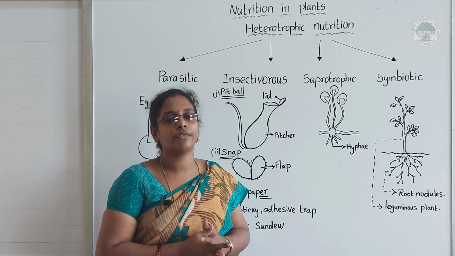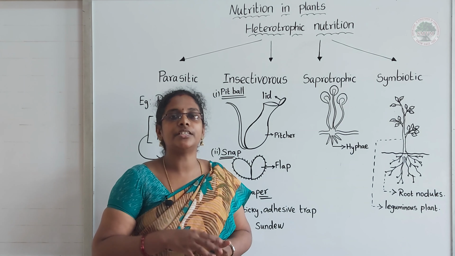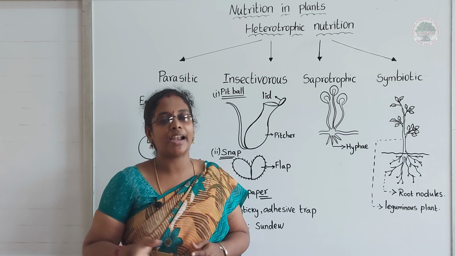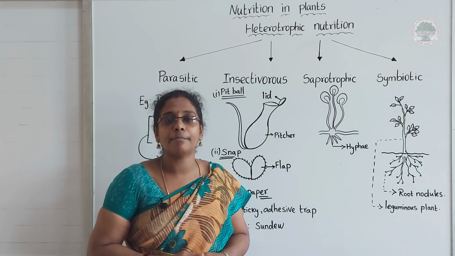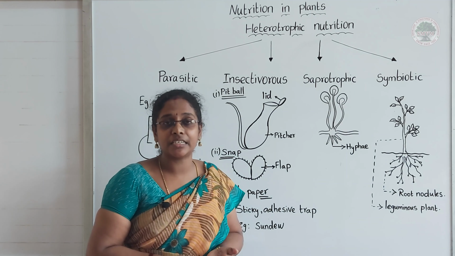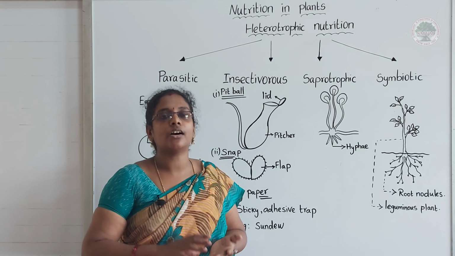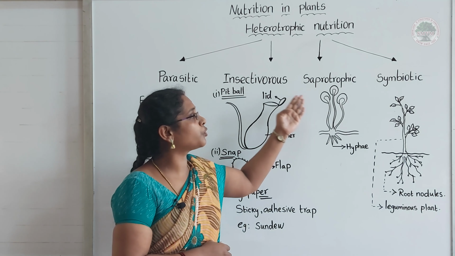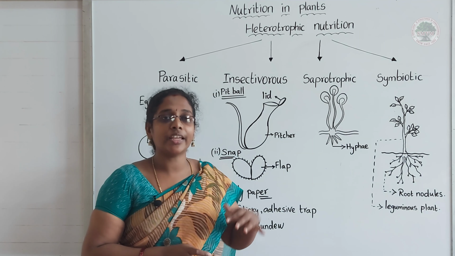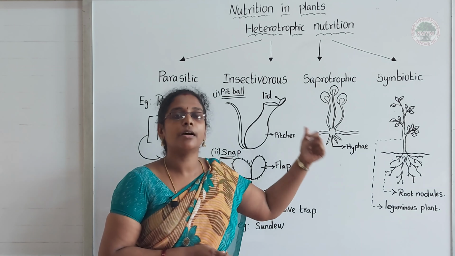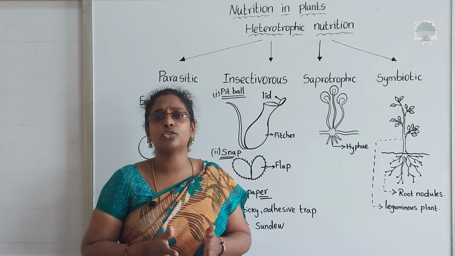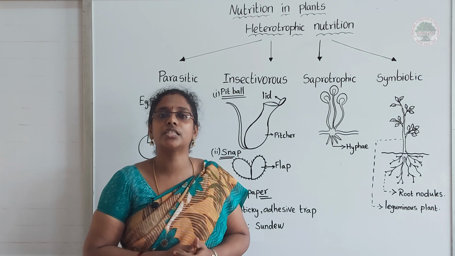In this kind of nutrition, the organism derives its nutrition from dead and decaying matter. Very good examples are mushrooms, many bacteria, and fungi. Everything here is an example of saprotrophic nutrition. It is very helpful, not only for the organism, but also for our ecosystem. How does saprotrophic nutrition help our ecosystem?